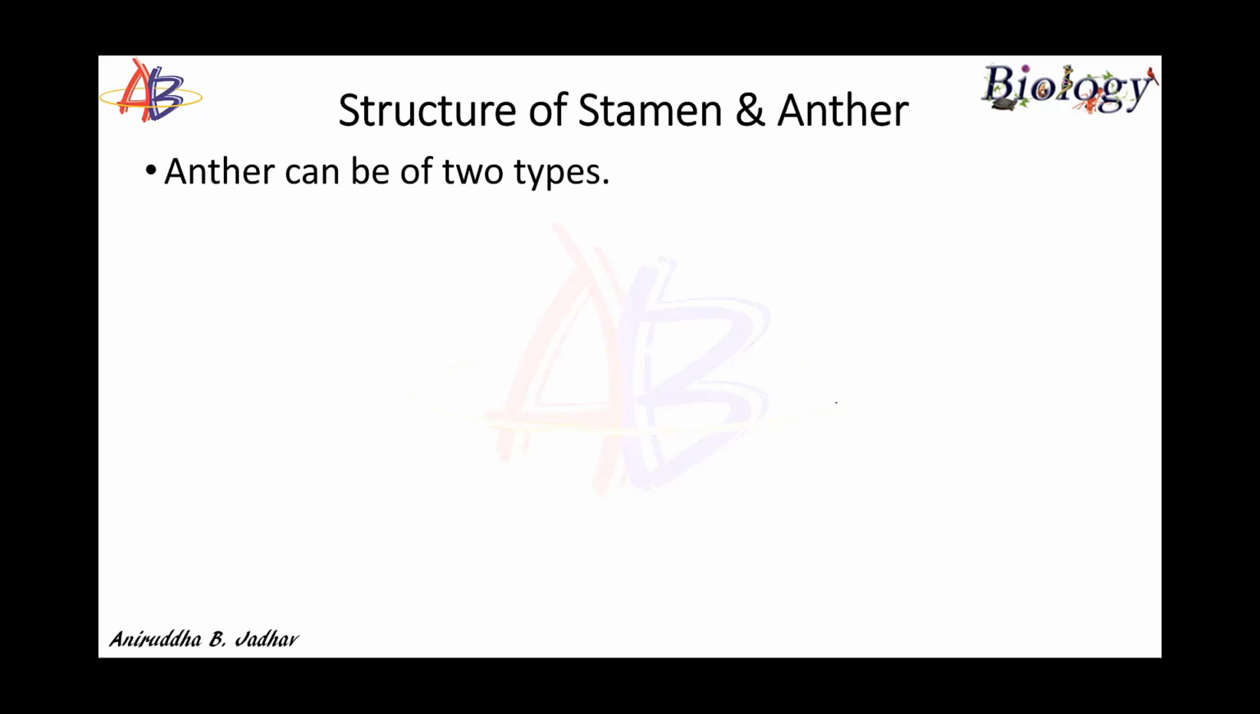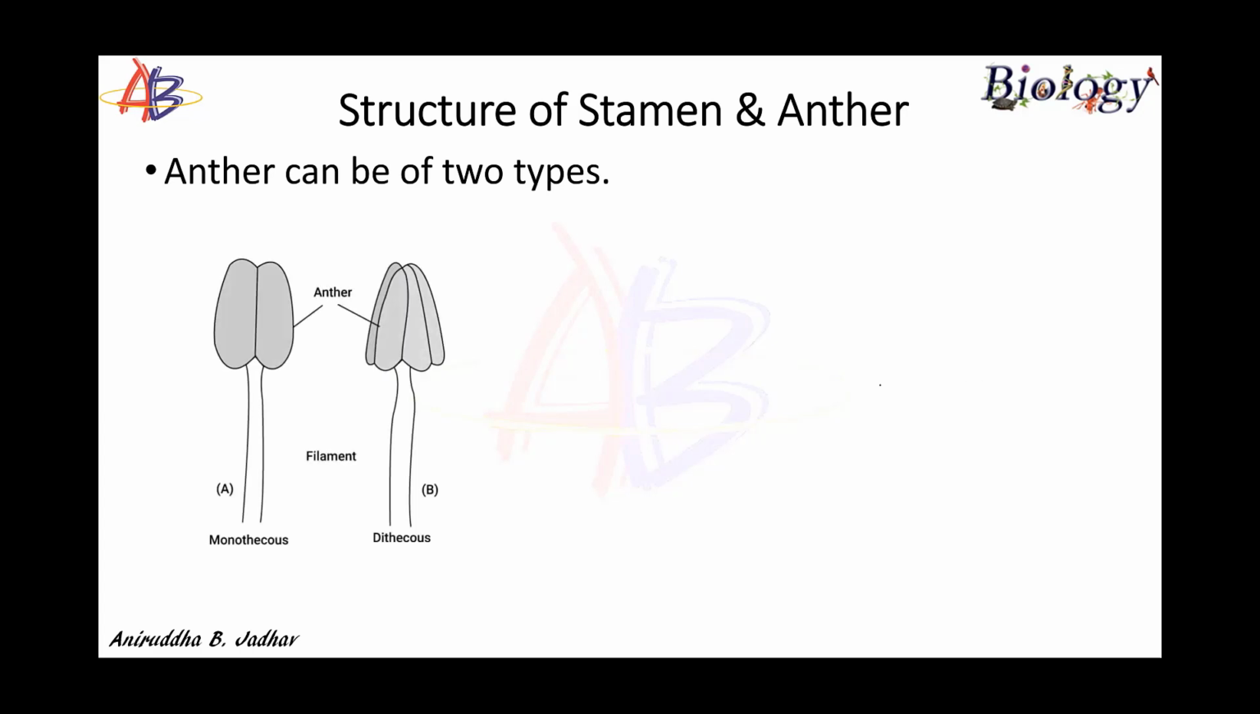Basically, an anther can be of two types. Monothecous: in a monothecous anther, there is only a single lobe, and monothecous anthers are mainly found in the Malvaceae family. The second type of anther is called dithecous. In dithecous anthers, there are two lobes, and apart from the Malvaceae family, almost all the other types of angiosperm flowers have dithecous anthers.